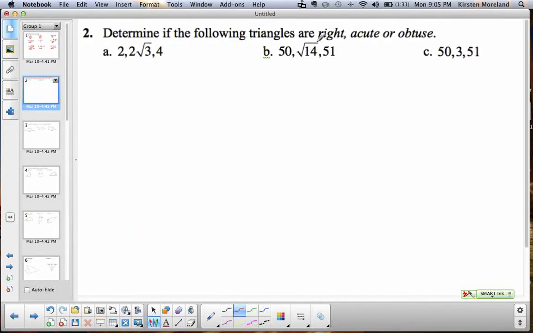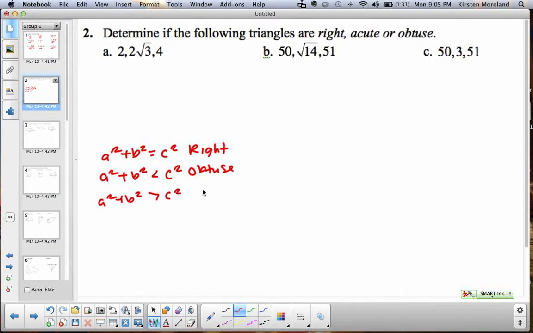Now I'm going to determine if triangles are right, acute, or obtuse. So to be right, it's going to be a squared plus b squared equals c squared. That means it's a right triangle. If a squared plus b squared is less than c squared, that means it's an obtuse triangle. And if a squared plus b squared is greater than c squared, that means it's an acute triangle.